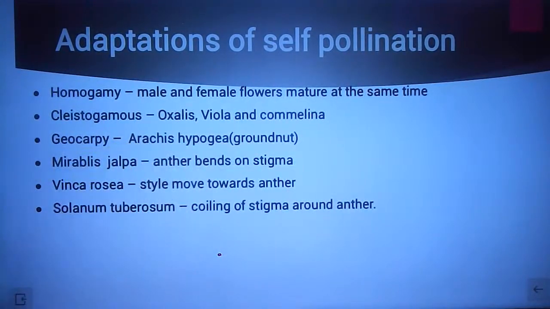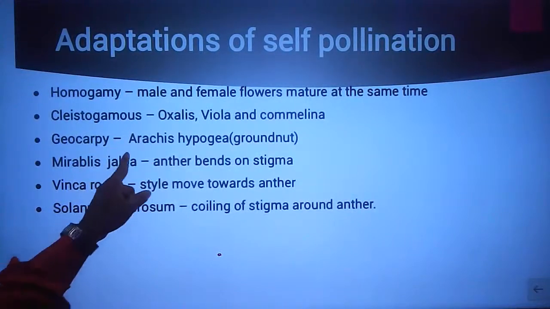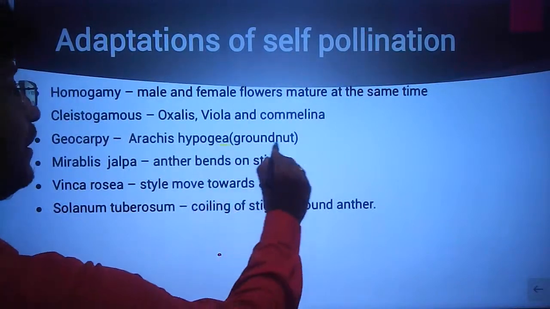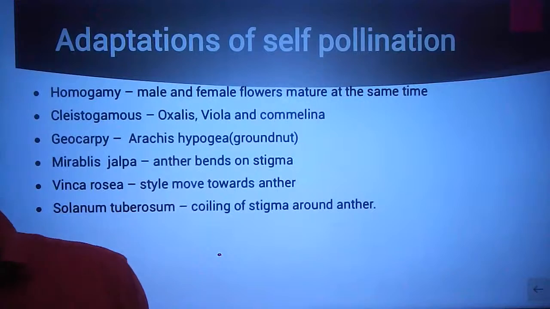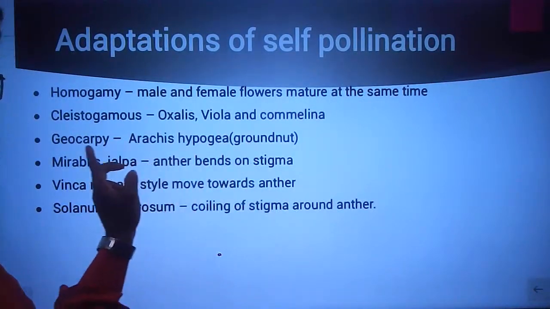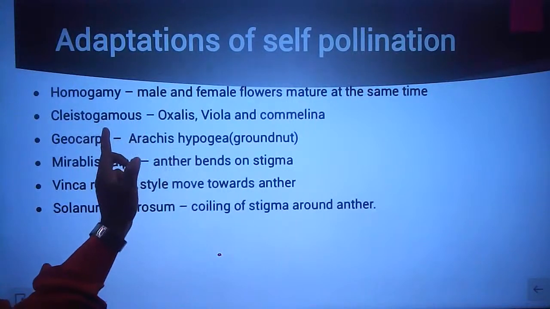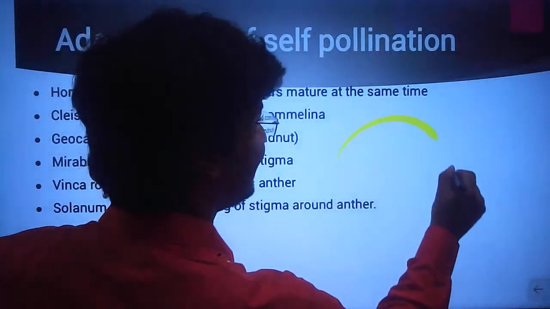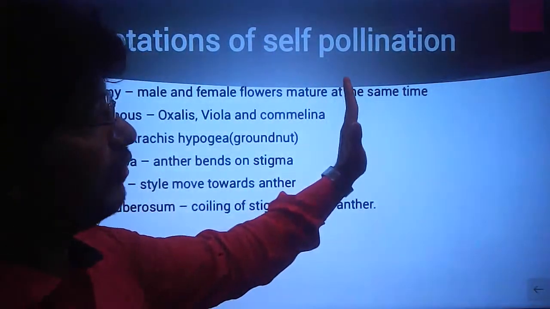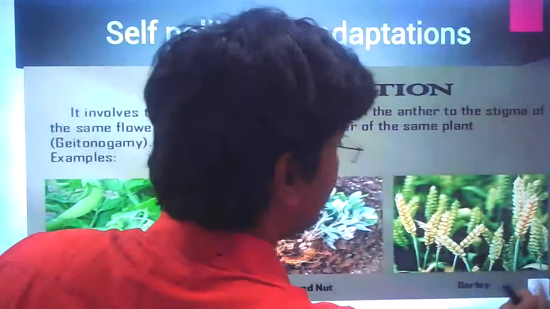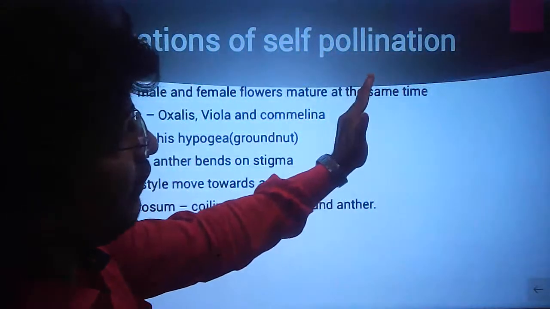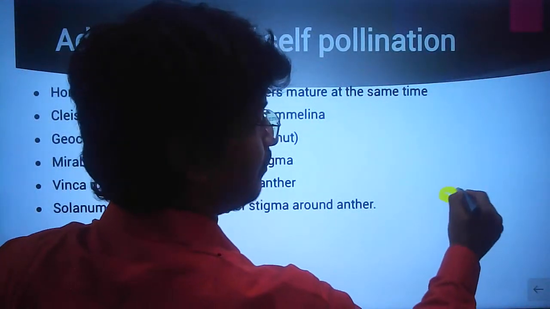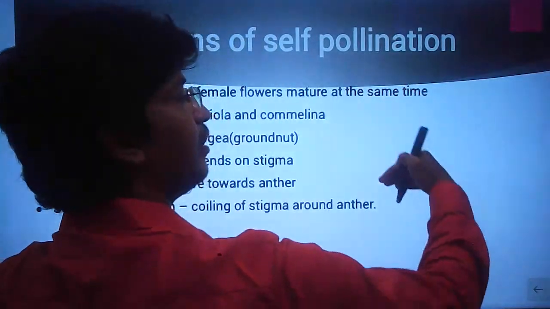Geocarpy. So what is geocarpy? You could see this in the case of Arachis hypogaea, which is groundnut. Groundnut is an example of geocarpy. Here the pedicel of the female part slightly bends over to the ground. For example, the female flower slightly bends over towards the ground surface, where the male flower is present. The female flower is otherwise away from the ground.